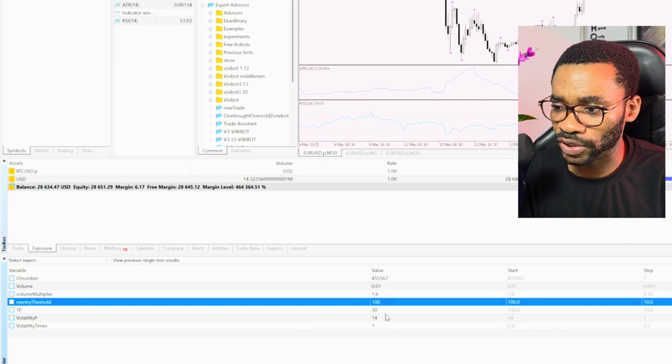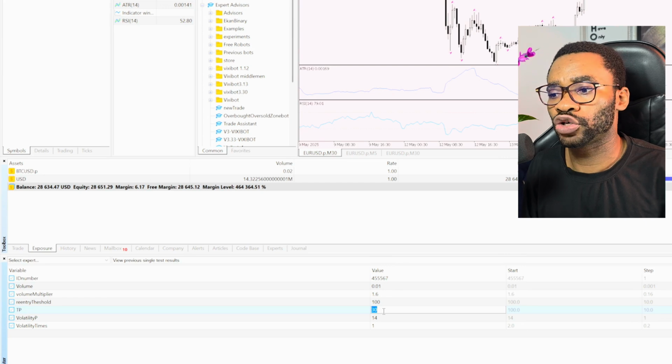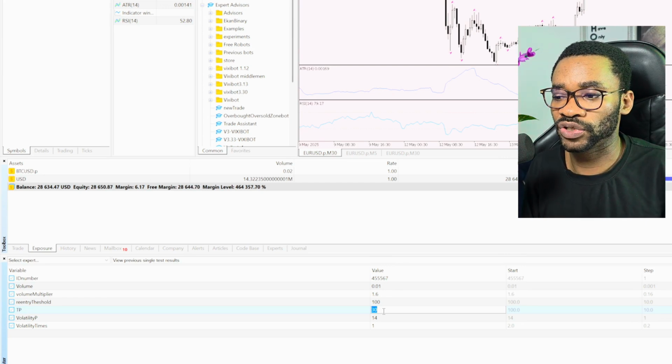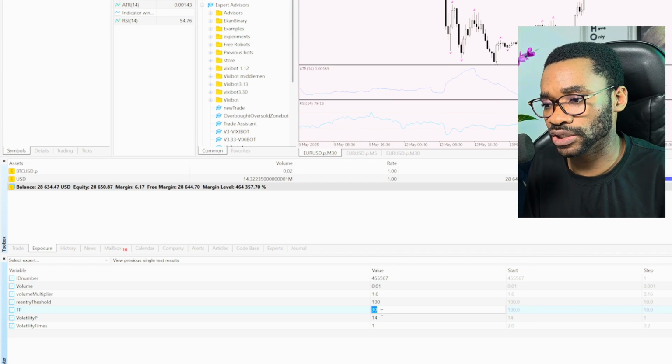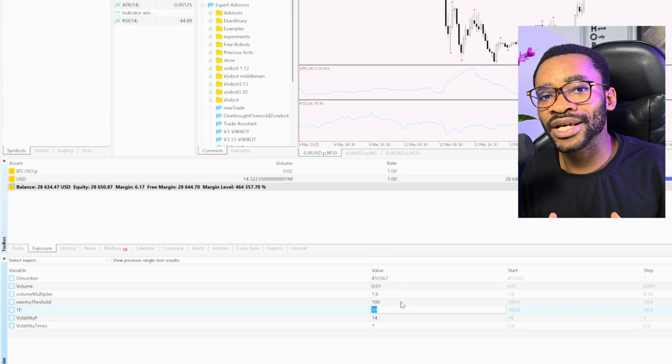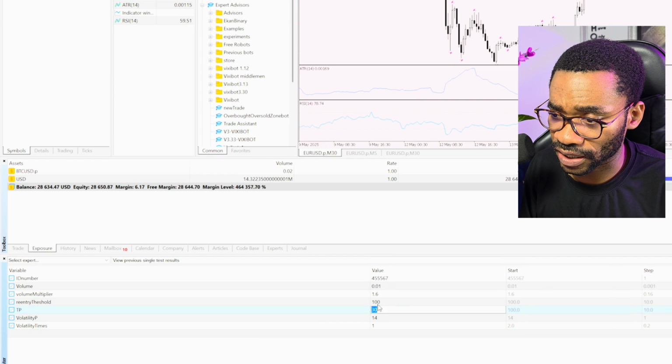For the TP, if set, the bot automatically sets your TP to 3 pips, which is 30 points, but if you set it to 0, it automatically sets the TP using the ATR value. So that's exactly what it means here.